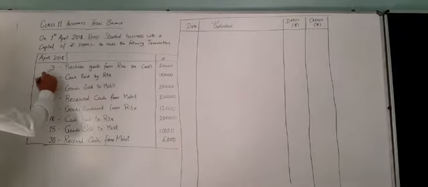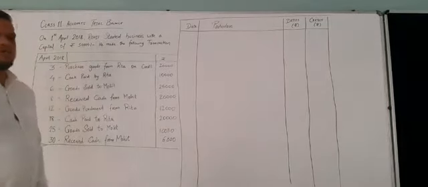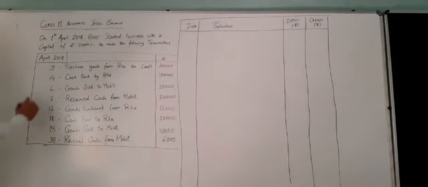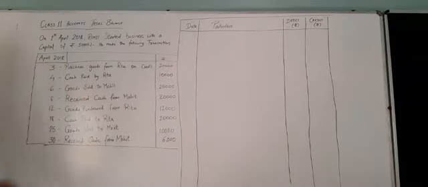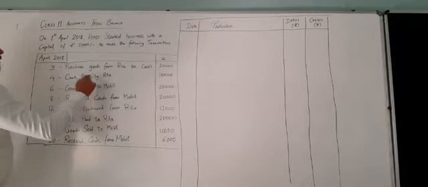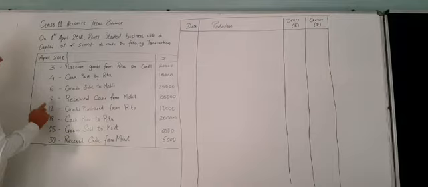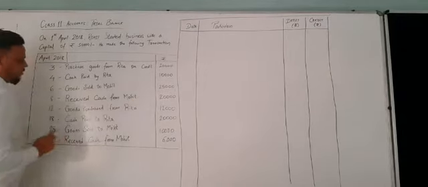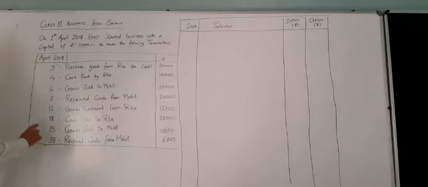Next part is April 2018. On 3rd April, purchased goods from Rita on credit of 20,000. A credit entry has to be passed in that particular journal. Then 4th, cash paid to Rita 10,000. 6th, goods sold to Mohit 25,000. 8th April, received cash from Mohit 20,000. 12th, goods purchased from Rita 12,000.